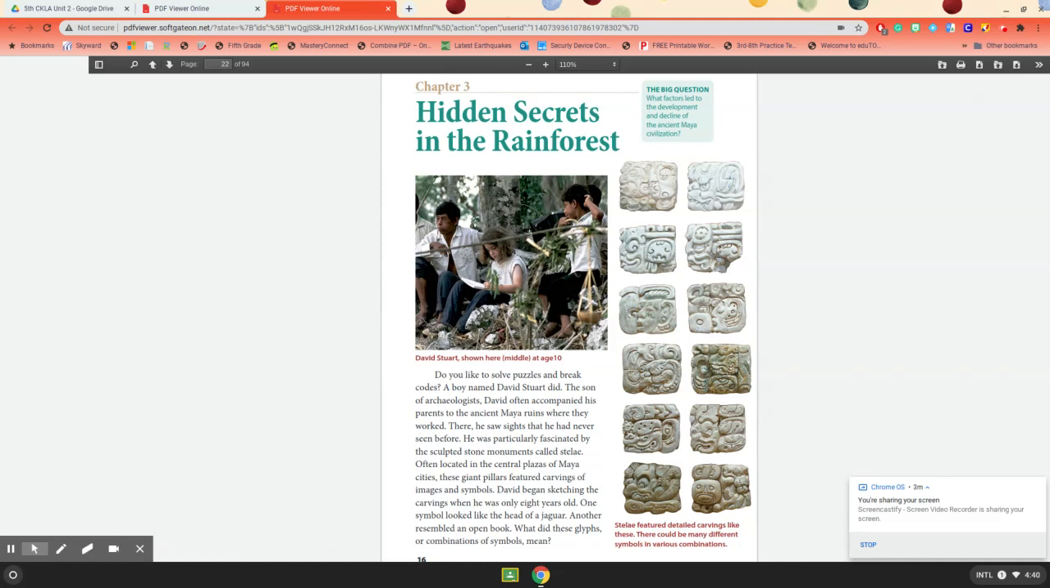often located in the central plaza of the Maya cities. These giant pillars featured carvings of images and symbols. David began sketching the carvings when he was only 8 years old. One of the symbols looked like the head of a jaguar. Another resembled an open book. What did these glyphs, or combinations of symbols, mean? So here's an example of the steles right there. They were detailed carvings.